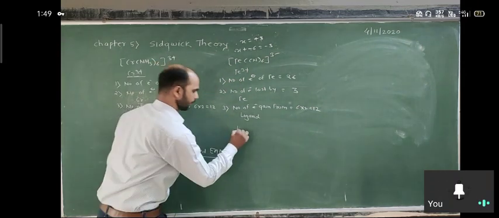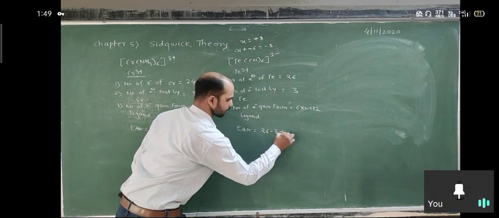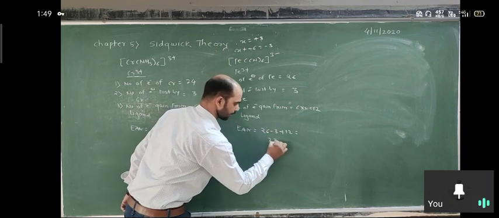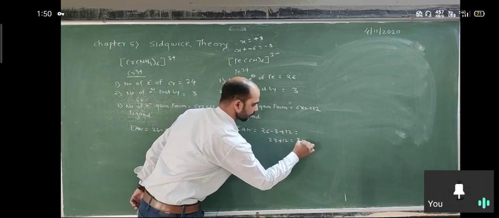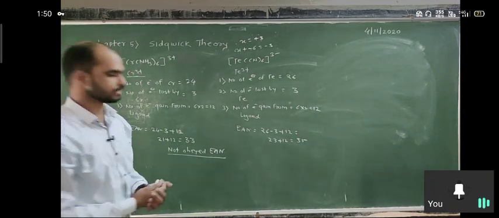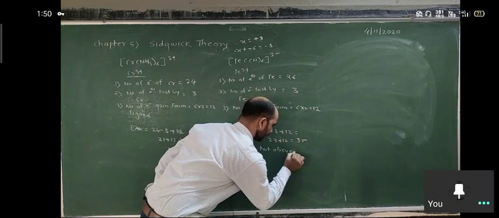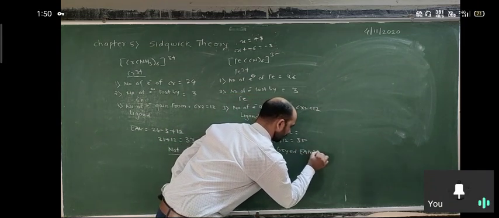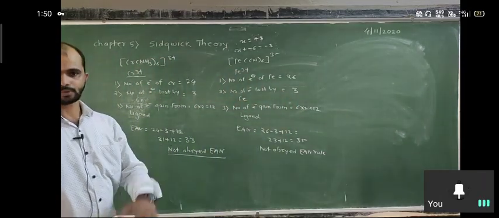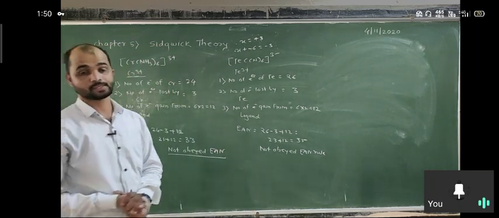So here EAN is equal to 26 minus 3 plus 12, which is 26 minus 3, 23, plus 12, is equal to 35. And again it is not equal to 36. So the total is not equal to 36. That means again you can mention here: not obeyed EAN rule. So this way you can calculate whether the complex obeys the EAN rule or not.